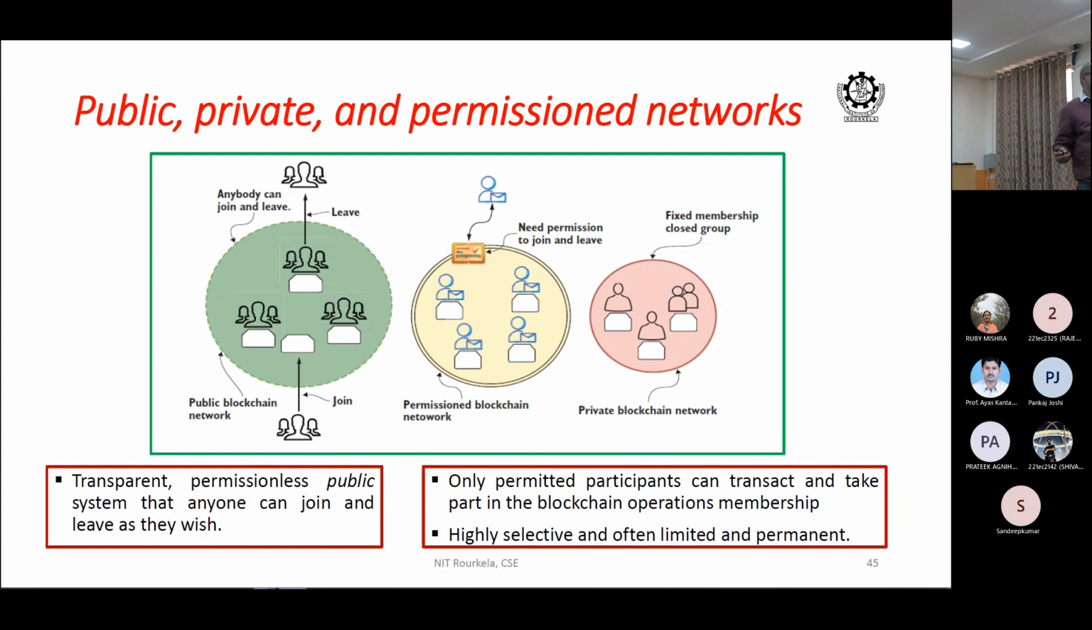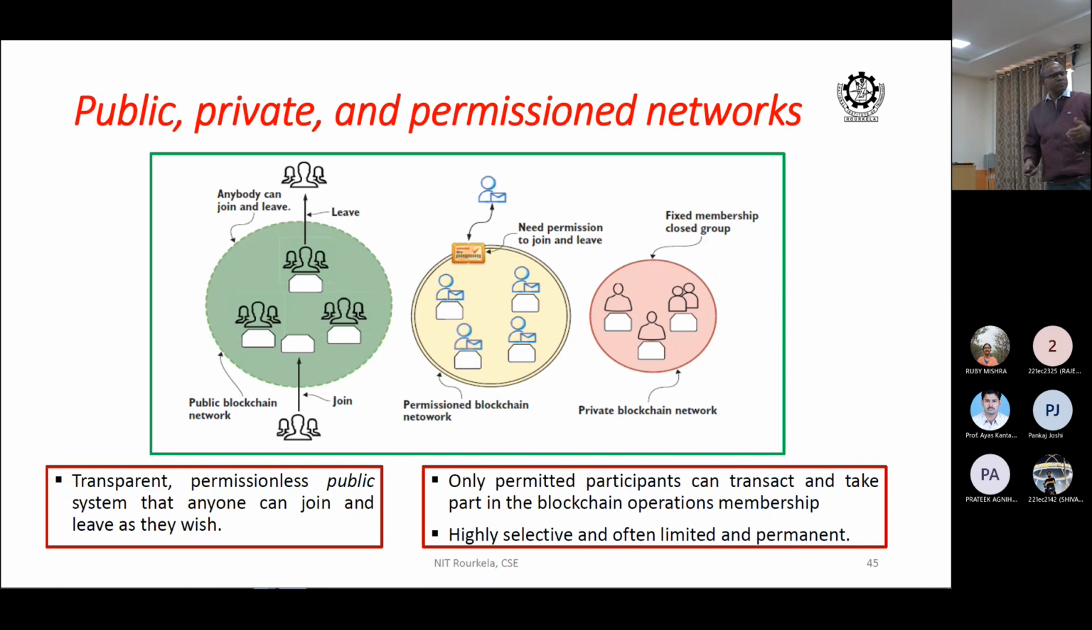Now, if you are using a permissionless blockchain for an IoT system, then anybody can enter the IoT system, anybody can leave the IoT system. So you have to keep in mind what type of blockchain you are using, and if you are using one type, then what mechanism is to be enforced for access control. Then, in case of permissioned, to join as well as to leave, you have to take permission. And if it's private, that means the memberships are available to only a few close groups.